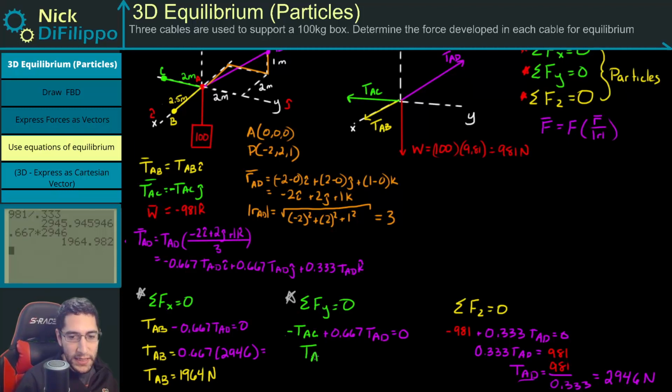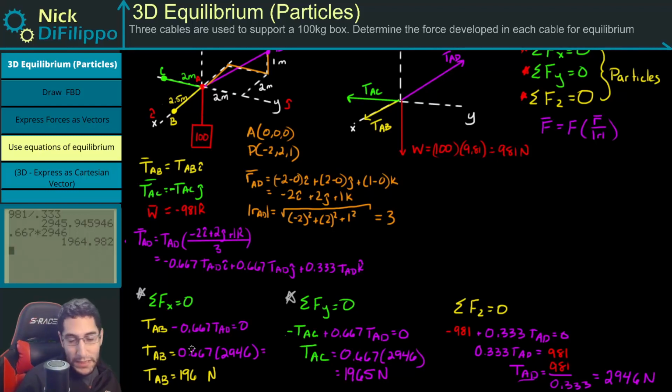And finally, we can go to this TAC. Let's solve for TAC, bring that to the other side of the equation, and that's going to be equal to 0.667 times 2,946. And this is going to be equal to the same thing. It's going to be equal to 1,964. Actually 1,965. Let's be consistent with how I rounded.